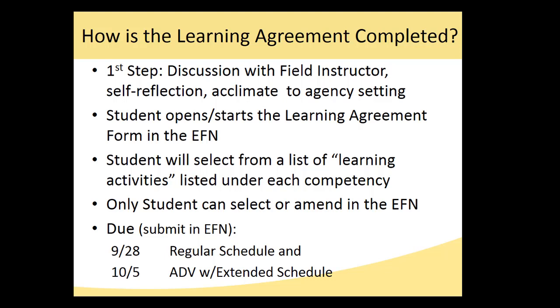Now, as a student, you drive this process. You're responsible for opening the learning agreement, which is done through the electronic field notebook, affectionately known as the EFN, and you'll be selecting from a list of learning activities located under each competency. And again, because you drive this process, even though you're working collaboratively with your field instructor, only you can make the selections or make any changes to the learning agreement in the EFN. The learning agreement is due September 28th for students on a regular schedule, and the due date for our advanced students who are on an extended schedule is October 5th.